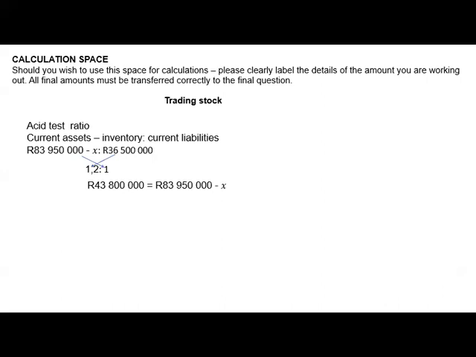Okay. And now once I have this, you just transport it, simple linear equation from grade 8. You just take 83,950,000 to the other side. You subtract it, you will get 40,150,000. You divide by negative, it gives you that. So this is our trading stock for last year.